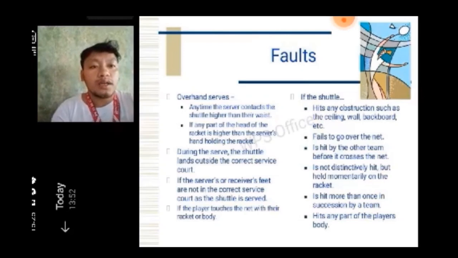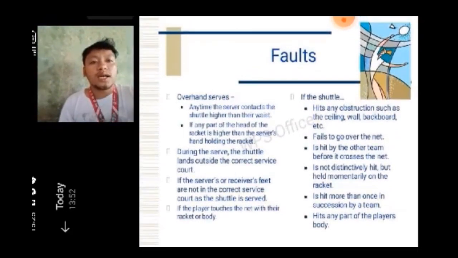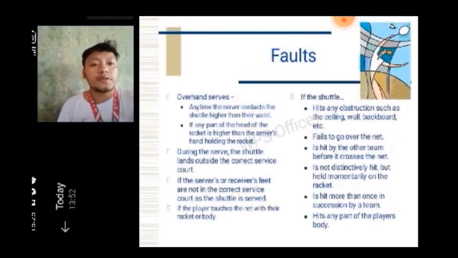So next is if the shuttle is hit by the other team before it crosses the net. So kung ang shuttlecock daw is dili pa siya mulapas sa net tapos na hit na sa opponent, is fault na pod siya. Dapat palapason gyud.